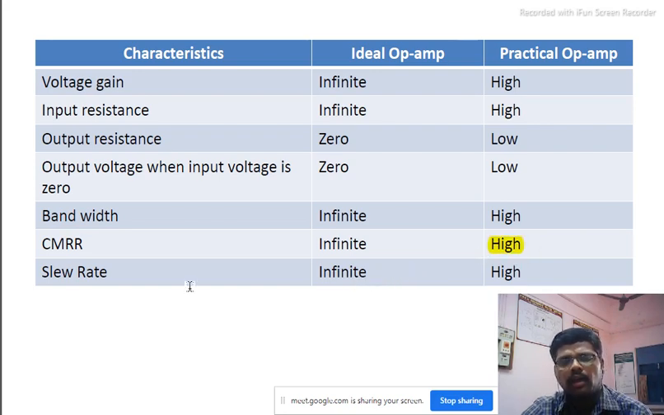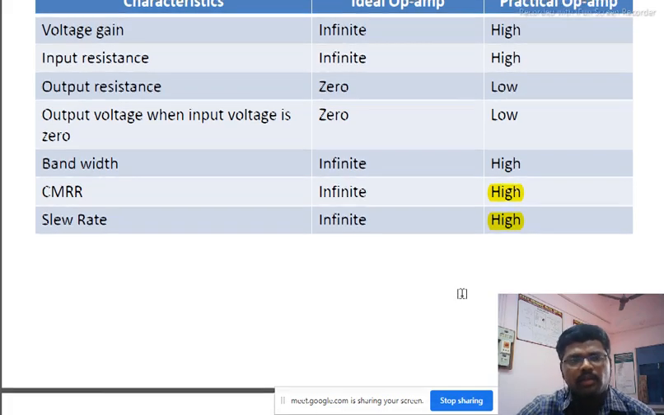Okay, here slew rate is infinity for the ideal op amp and high for the practical op amp. These are the characteristic differences between the ideal op amp and the practical op amp. It is very important for the final exam also.